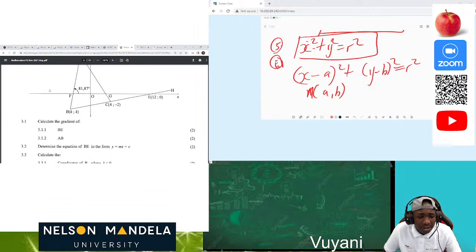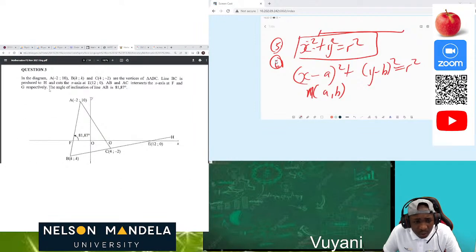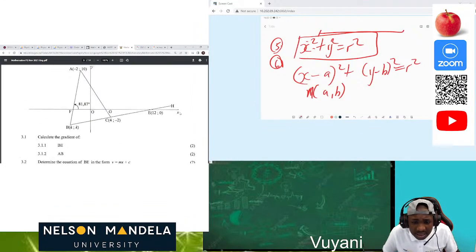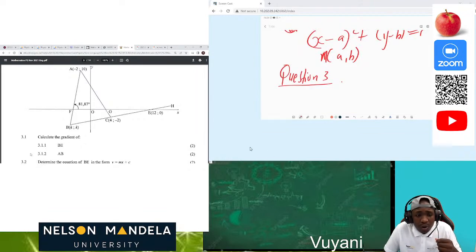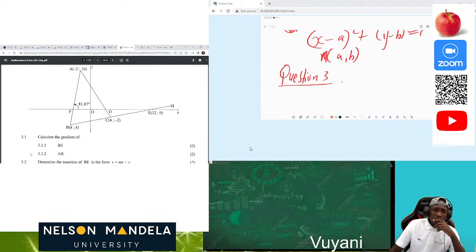Now going to the question: calculate the gradient of BE. Where is BE? We can see BE is on this side, and it's 2 marks. How can we calculate the gradient of line BE? We know the coordinates of E, which is (12; 0), but we don't know the coordinates of B. That's why I said initially that it's so important to analyze your question, because if you don't know how to analyze it, you won't know what you are supposed to do and when. All right, let's get to it.